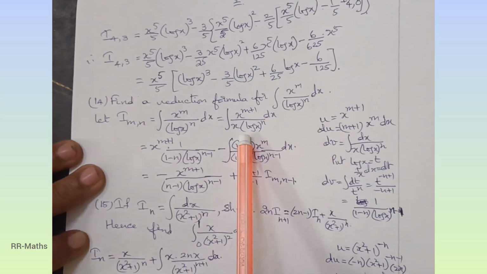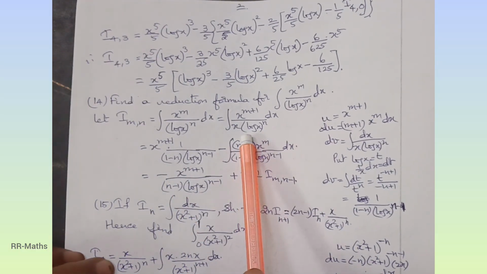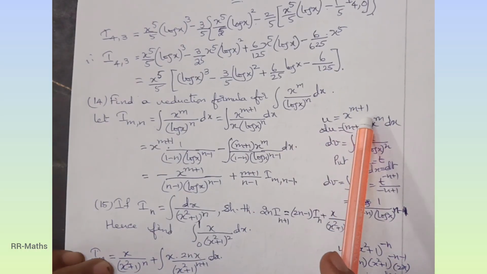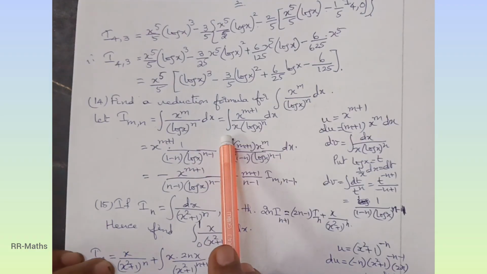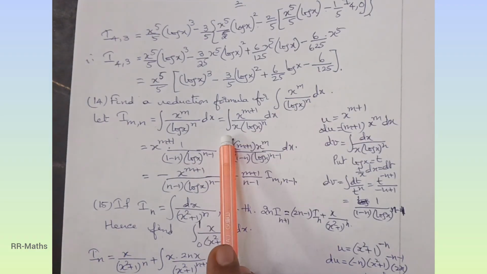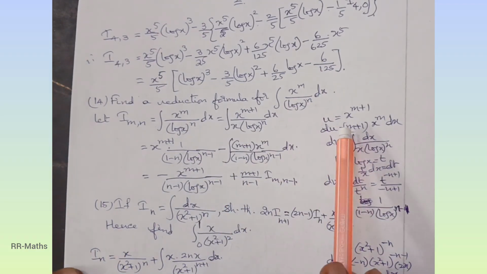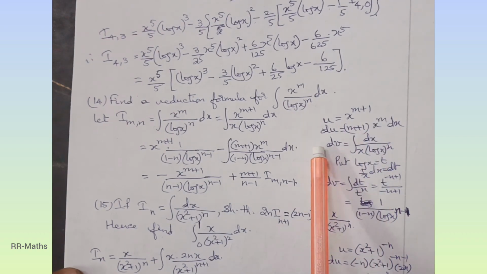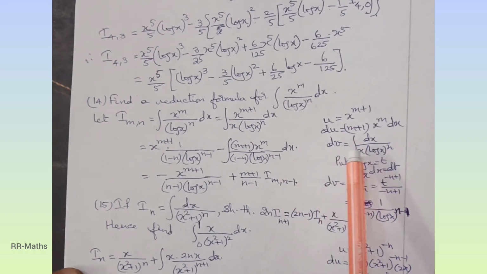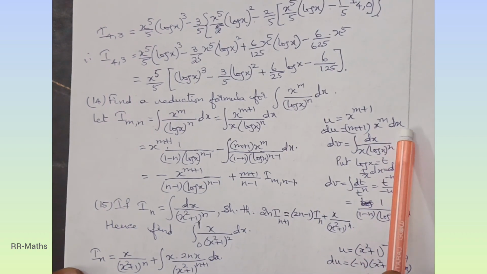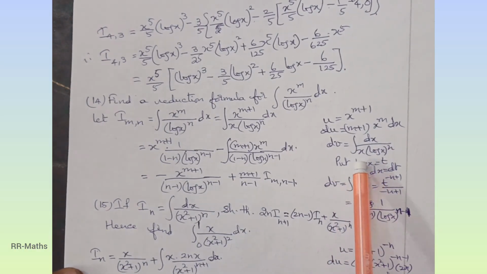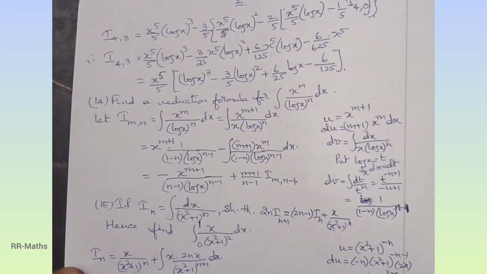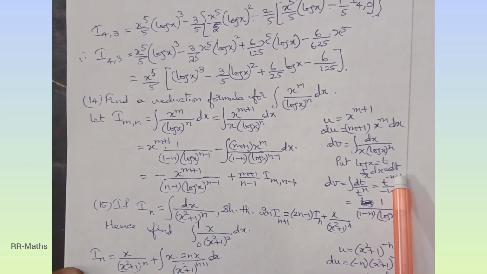Now we are going to use integration by parts. This time I will take u as x^(m+1), because when I take log x, I have 1/x here. So that is easy for integration. So u is x^(m+1), so du is (m+1) x^m dx. So dv will be the integral of dx divided by x into (log x)^n. So put log x equal to t. That means you get 1/x dx is equal to dt.